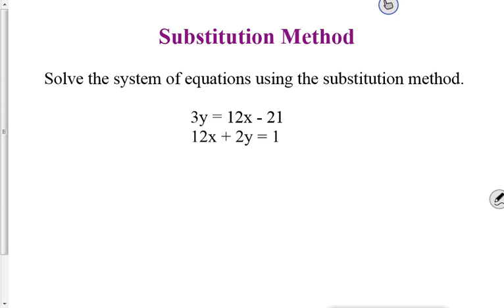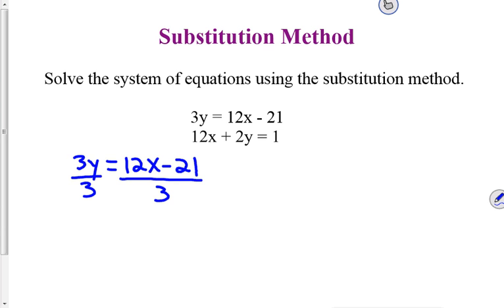If I take that equation and I divide both sides by 3 to get the y by itself, these 3's will cancel, and now remember that the 3 in the denominator will apply to the 12x term and the negative 21 term. So when we simplify, we're going to get 4x minus 7.